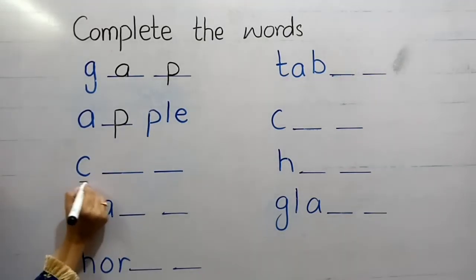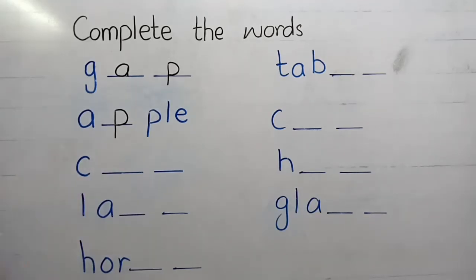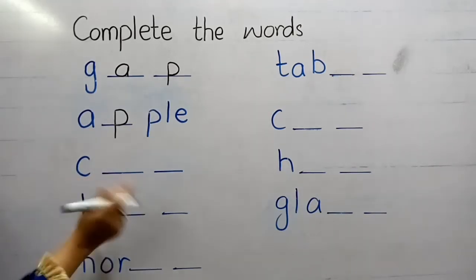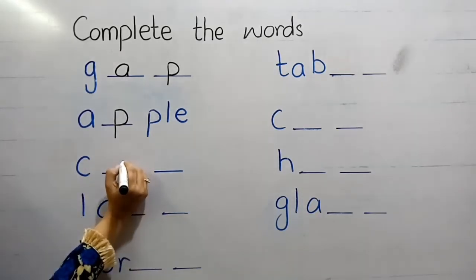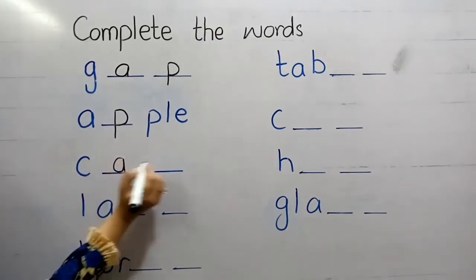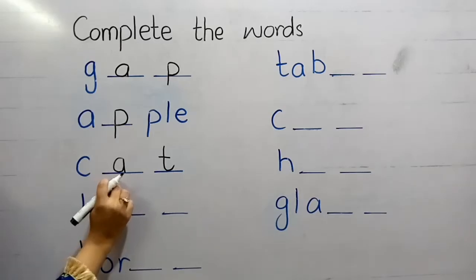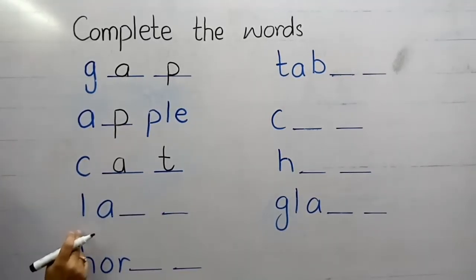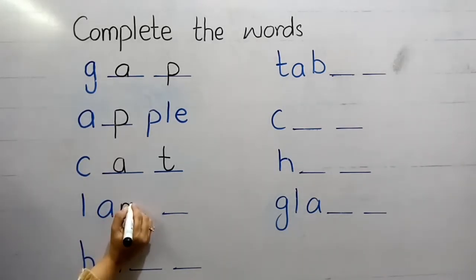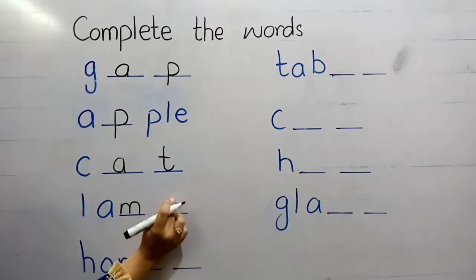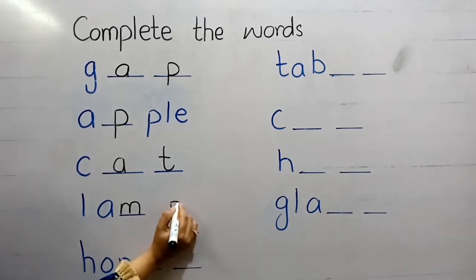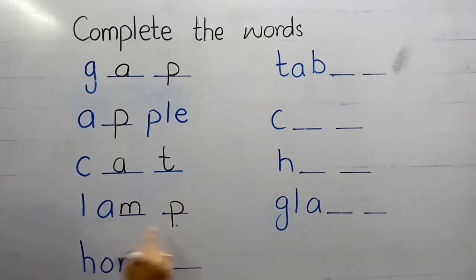Here is a sound k, one is c. Now complete the word. Here are two blanks. What do we put in these blanks? K, a, r, car. Next is l, a, m, p, lamp. L-a-m-p, lamp. Complete this word: L-a, here are two blanks. We put here m, p, lamp.